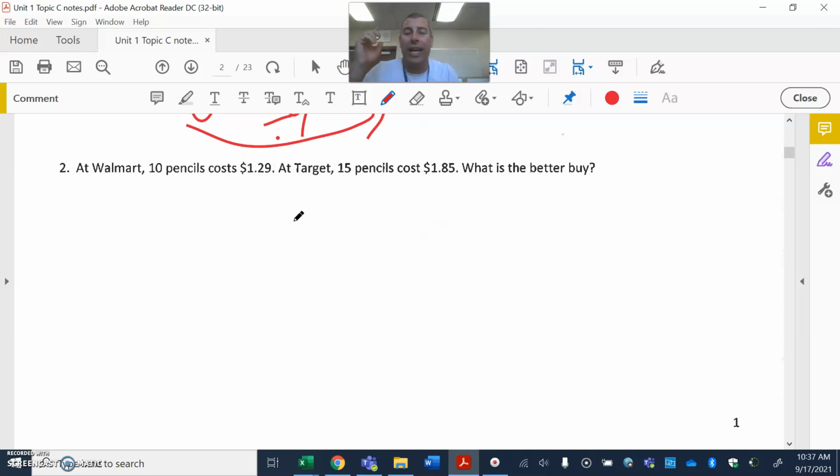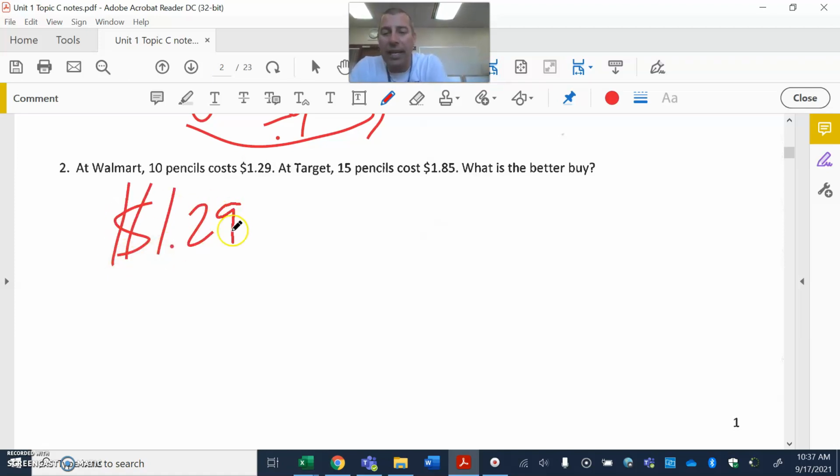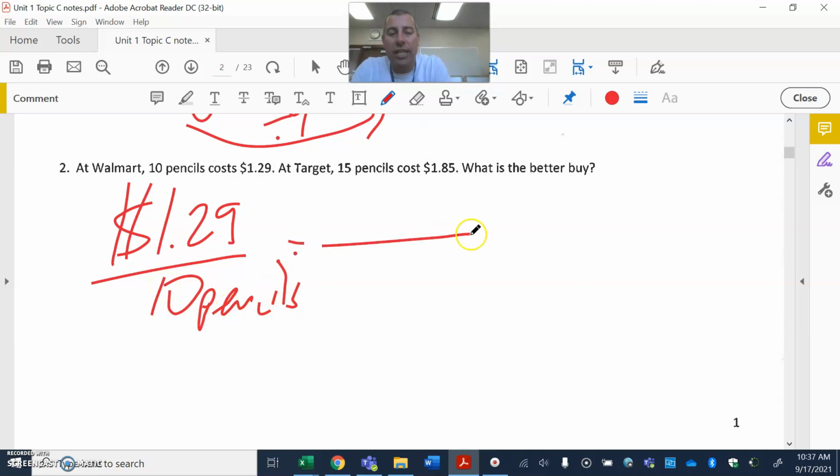So at Walmart, we got 10 pencils for $1.29, or we can be going to Target and buying 15 for $1.85. What's the better buy? Okay, well, it depends on how many pencils you need, but let's just say we need a lot of them. Remember, money on top, $1.29, and that would be for the 10 pencils. If we figure out how much it is for the one pencil, then we can make a comparison.